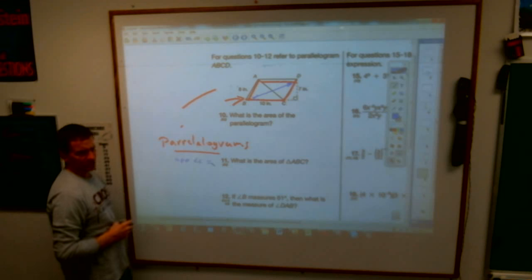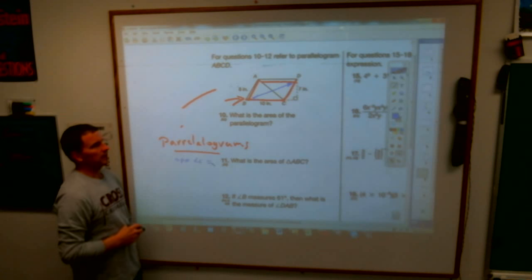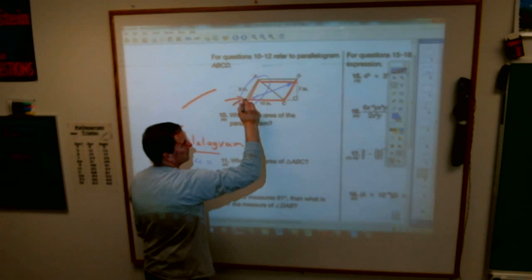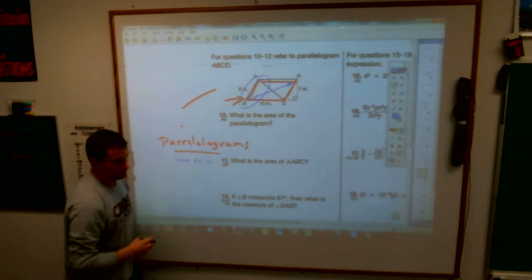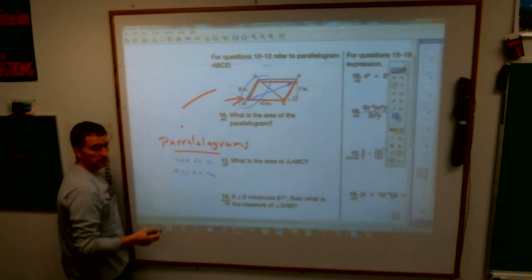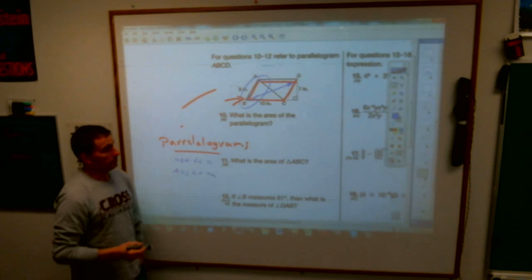Was it you, or was it 6th grade that we talked about this? We talked about this. Okay. Opposite angles are equal, and adjacent angles, this angle and this angle, adjacent angles are, we like to call it, a little thing called what? Yeah, they're supplementary, which means they equal 180 degrees.